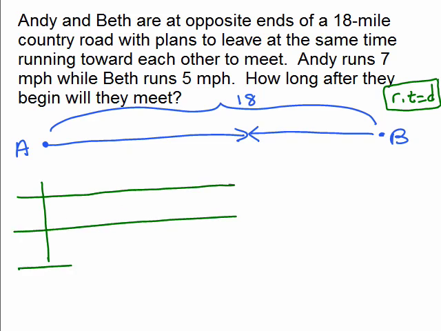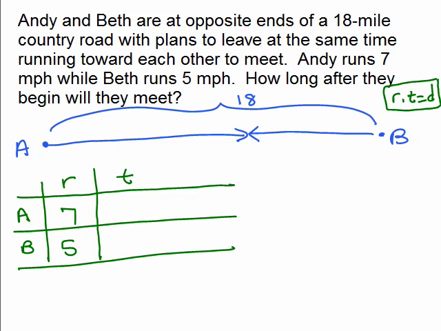Now we need to make up a little chart and decide what's going to be the variable. I'm going to use A and B for Andy and Beth. Do I know their rates? Yes. Andy's going 7 miles an hour and Beth's going 5 miles an hour. Do I know their times? No. Do I know anything about their times? Like, did they leave at the same time? Did they both go the same amount of time, etc.?